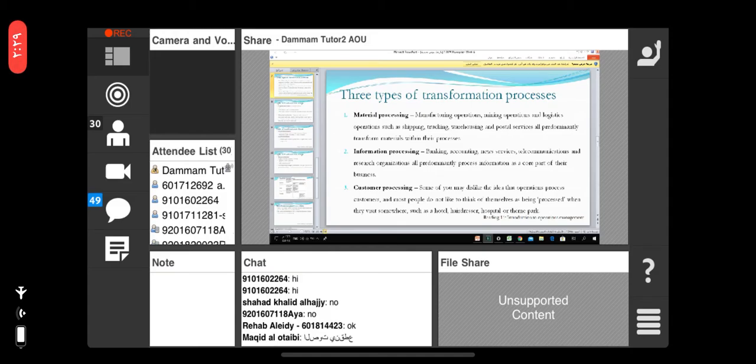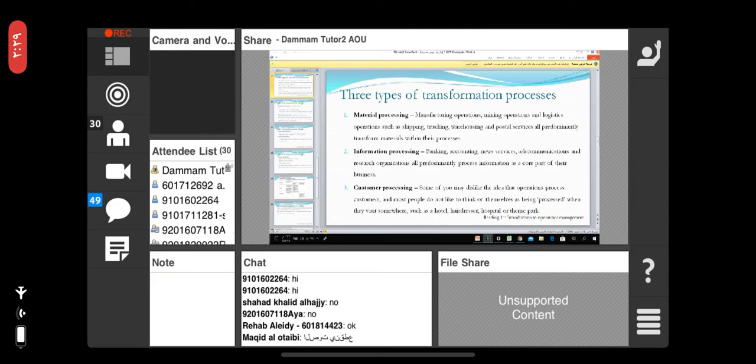And then the second point, information process. Who is going to use this information process? Usually in services, which is the bank, accounting, research organization, kind of business development.